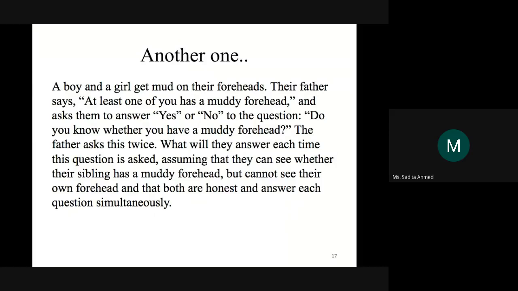Because if I did not have a muddy forehead, then she would have said yes the first time. Since she said no, it means that I have a muddy forehead. That's why she said no the first time. Okay, now I know that I have a muddy forehead. Now that the boy knows, the second time the question is asked, do you know whether you have a muddy forehead? The boy will say yes. And the girl, going by the same logic, the girl will say yes as well.